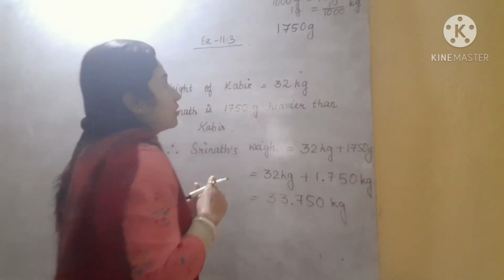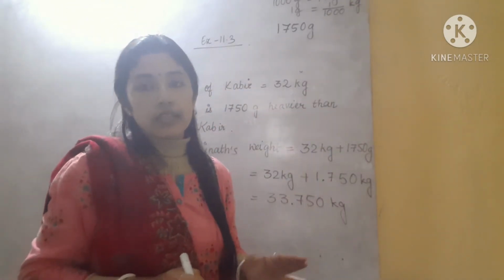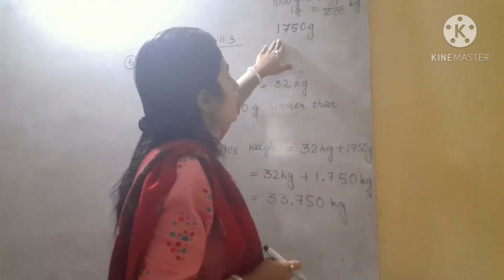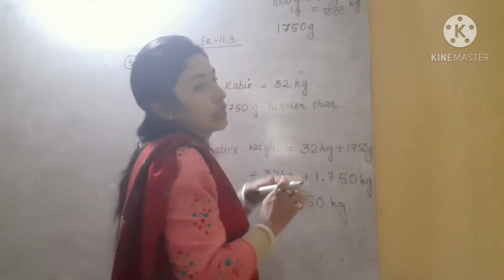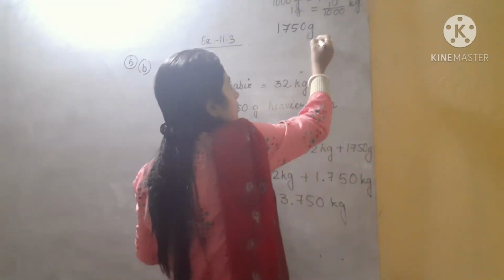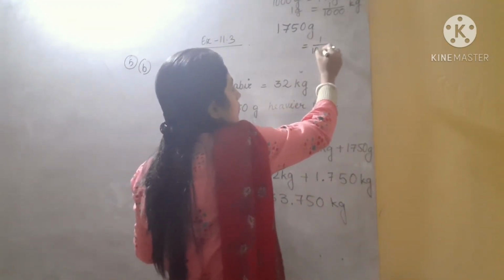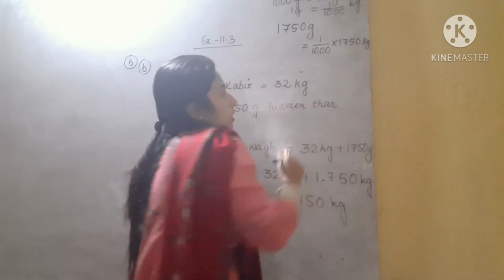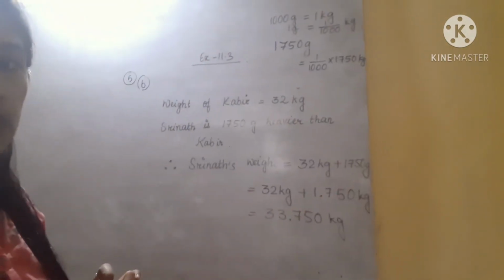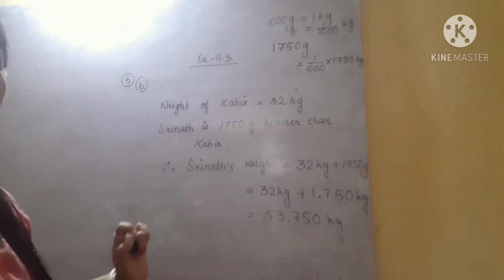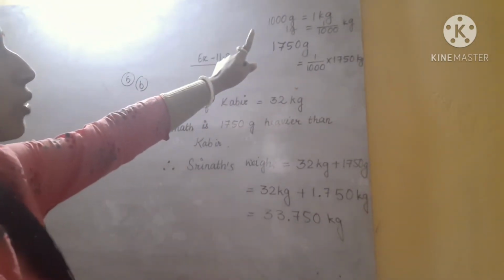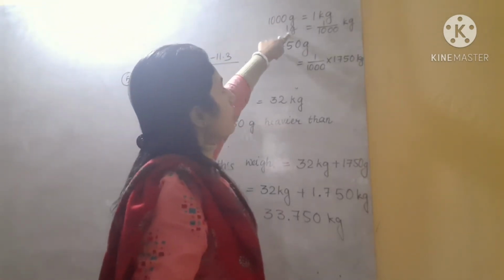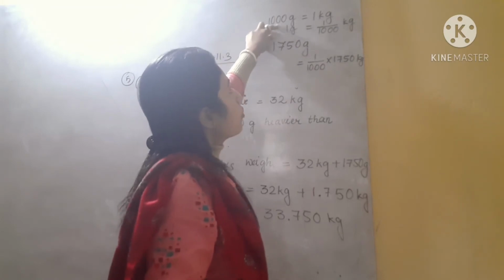Already this type of conversion I have discussed in the last lecture. If 1 gram is equal to this much, that means 1750 gram will be 1 by 1000 into 1750. So this comes in kg. See students, again the conversion was 1000 gram is equal to 1 kg. That means 1 gram, if we want to find for lower, see, for more it is given.